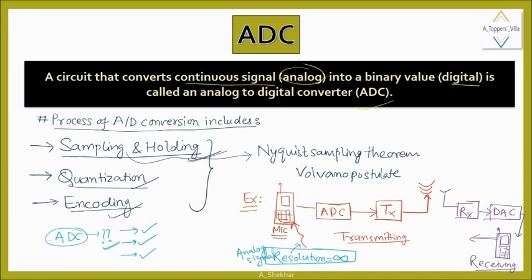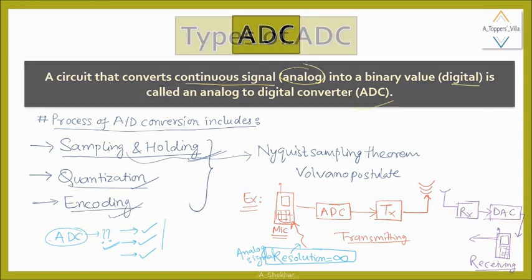So there is a need of conversion of that analog signal into the digital domain, and that digital signal is less susceptible to noise, and that digital signal is easy to process in the digital domain, and also digital signal is easy to store in the digital domain. So there's a need of conversion of analog signal into digital signal.